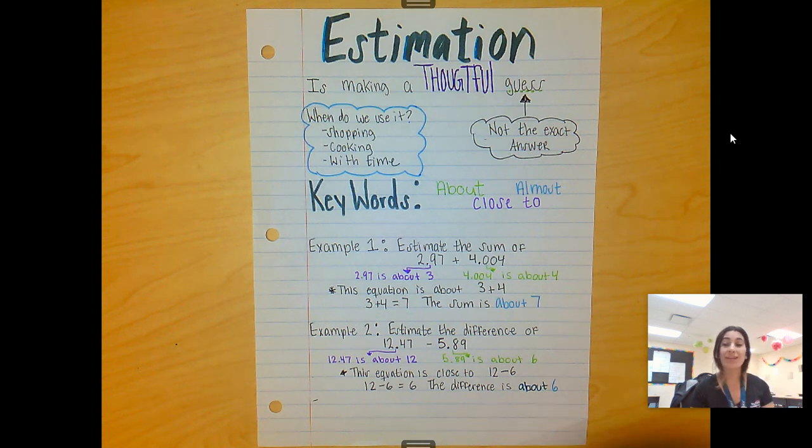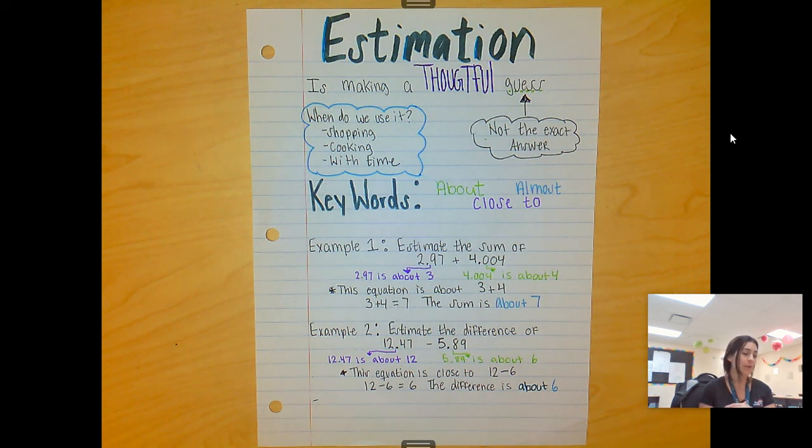We use it with cooking. I'm sure everyone has heard their parents say, oh, it's just a pinch of salt. Well, a pinch is not a measurement, but we know maybe it's like a quarter of a teaspoon, or with time, I am about 10 minutes away from Target. So those are all ways that we can hear estimation in the real world. When it's talking about decimals or word problems in general in math, you're going to hear the words almost, close to, or about. Those are keywords to tell you that you're estimating.